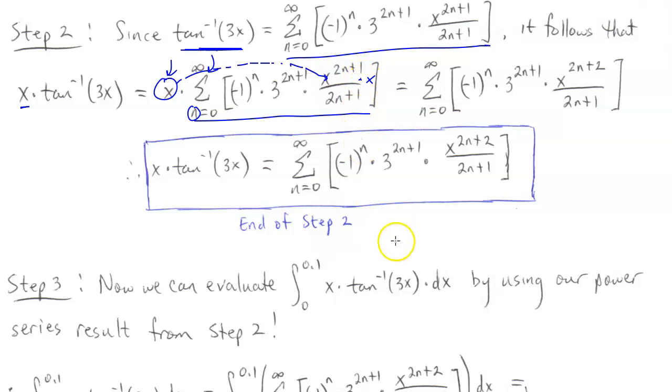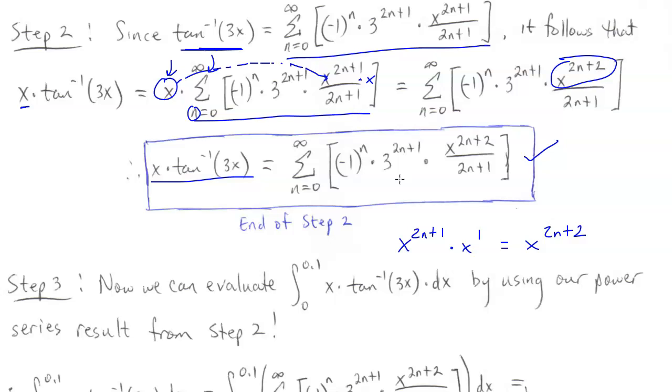Okay. And if we do that, if we take x raised to the 2n plus 1 and multiply it by x, which is the same as x raised to the 1, we know that by our exponential rules, that's just going to be x raised to the 2n plus 2. And that is what you see here. Everything else is the same. So now we have a way of expressing x times tangent inverse of 3x in terms of a power series. And so this is the end of our step 2. And we see here that at this point, we have our integrand for what it is that we are trying to evaluate the definite integral for in a polynomial form, okay?